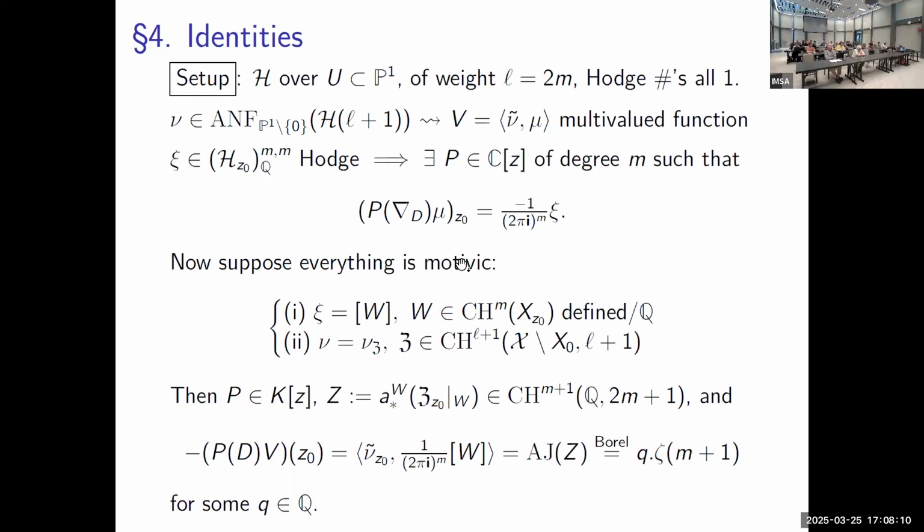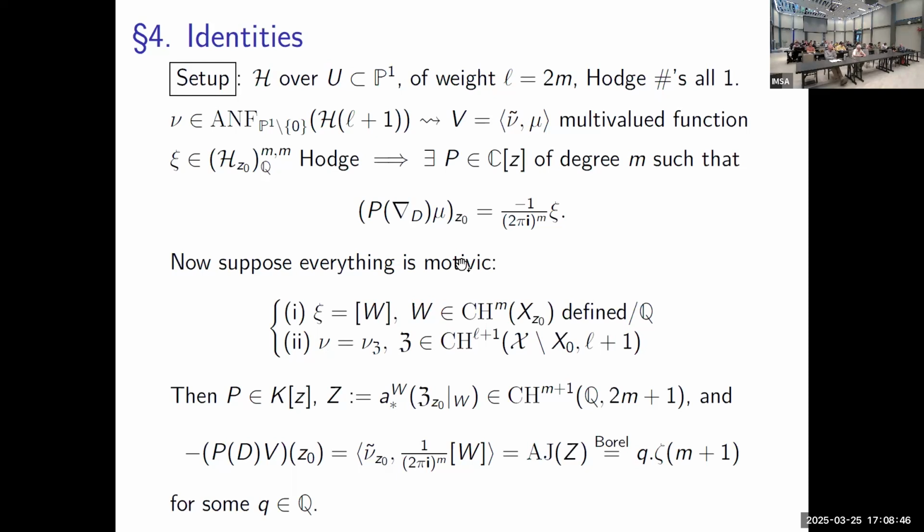So we're pushing down the specialization of our cycle on this higher cycle on the total space. So what have I done? I've specialized the higher cycle on the total space to the fiber X Z naught. Then I've restricted it to W, and now I'm pushing it forward to a point over Q. That gives me a cycle of type Chow n plus 1, Q2 n plus 1, where Q means spec Q. And our Jacobian of such a cycle, by Borel's theorem, is a rational multiple of the n plus first odd zeta value. Oh, sorry, not odd.